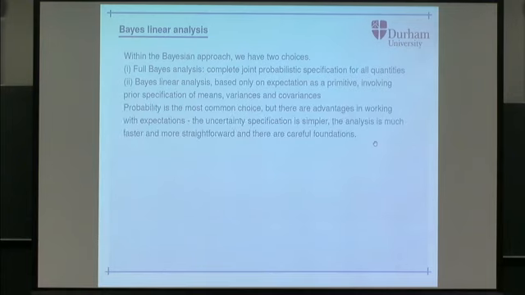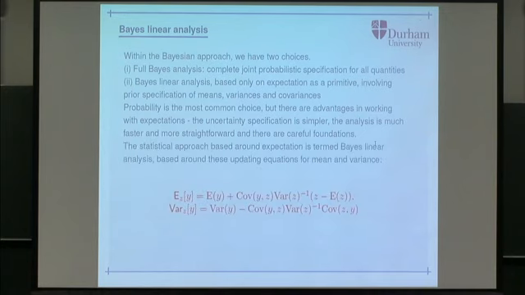Probability is the common choice. Everybody here, well, almost everybody, would use probability. There are advantages in working with expectations. It massively simplifies the uncertainty specification. It massively simplifies the analysis. And actually, the foundations are better. It's an interesting question which is the right primitive, and in a different talk I will try and convince you that expectation isn't just handy, but it's also appropriate.